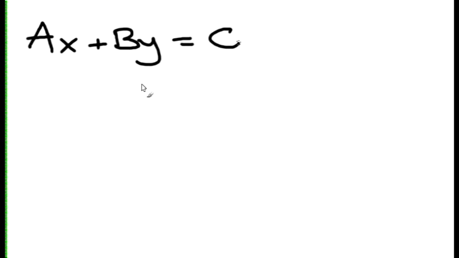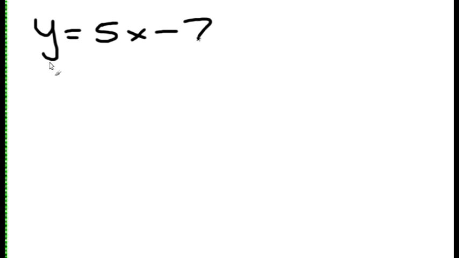So let's look at an example of transferring slope-intercept form into standard form. So let's say we have the slope-intercept equation of y equals 5x minus 7. This one's pretty simple. All that you have to do is you subtract 5x from both sides. So you get negative 5x plus y is equal to negative 7.